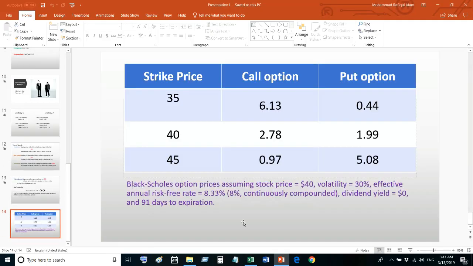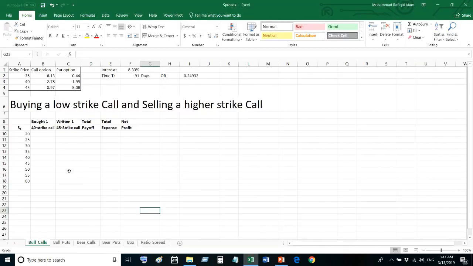So in Excel, for a bull spread, what does a bull spread say? It says buying a low strike call and selling a higher strike call. This is a call option. So we choose 40 and 45 as the two strike prices. For a 40 strike call, the price is 2.78, and for a 45 strike call, the price is 0.97. Let's see how we can make it.